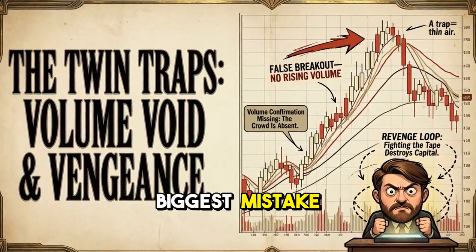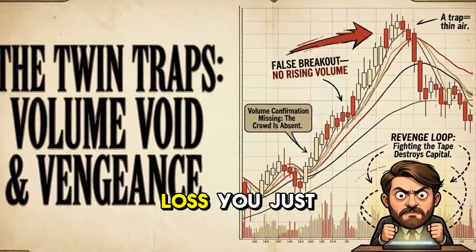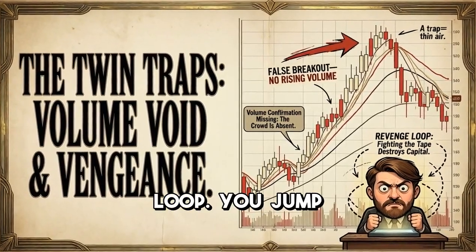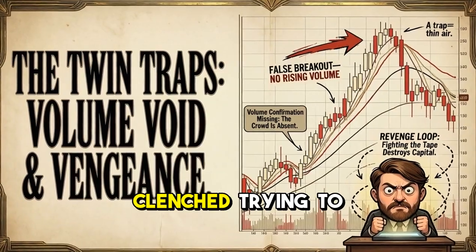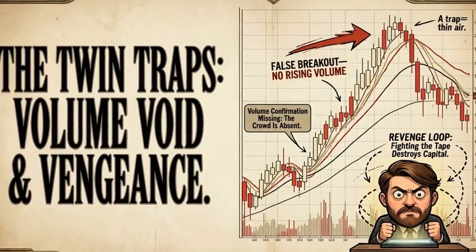But here's the twist. The biggest mistake isn't technical at all. It's emotional revenge trading. That loss you just took starts a revenge loop. You jump back in, fists clenched, trying to get even. That's when your edge dies completely.